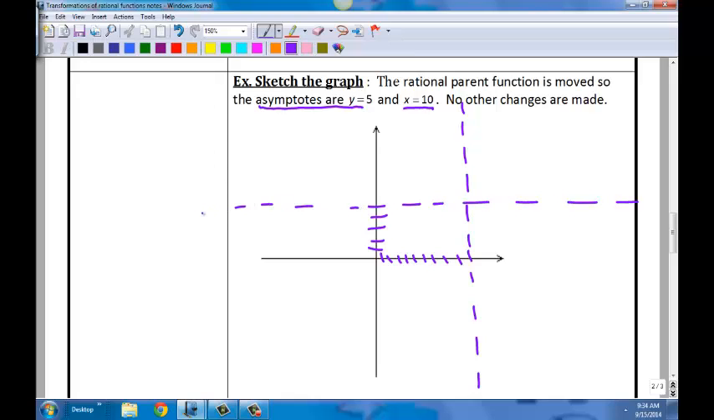There was no stretching or flipping or anything else to be done, and so we can sketch this just like normal, except my sketches are terrible. That's it. Excellent. Let's jump on over and investigate inverses real quick.